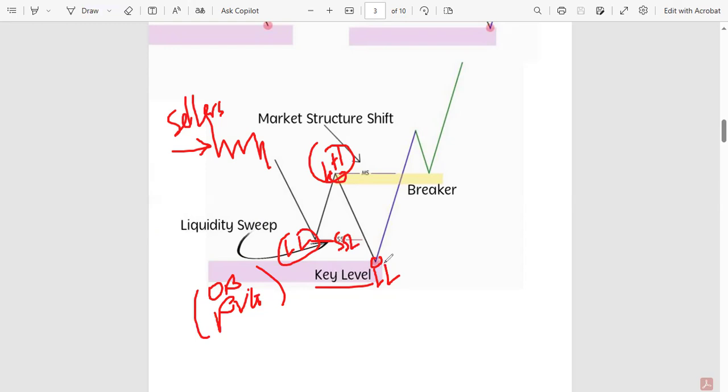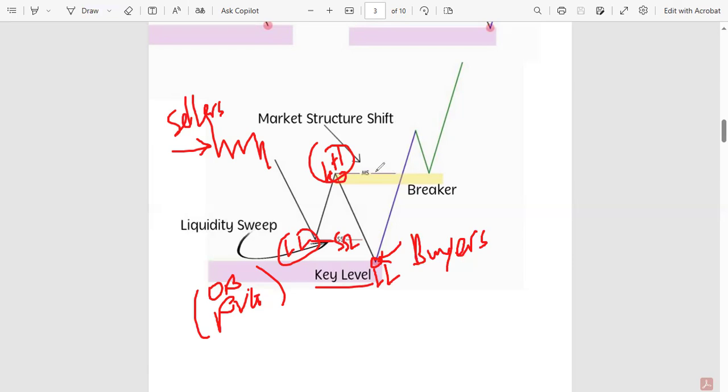So price tapped into this key level, and then we cannot expect to see continuation of sellers in the market. Why? Because price has already tapped into this key level here. The sign here is that we can now expect strength of buyers, to see buyers entering and pushing price higher, to create a new direction, which is the bullish direction, or the uptrend.